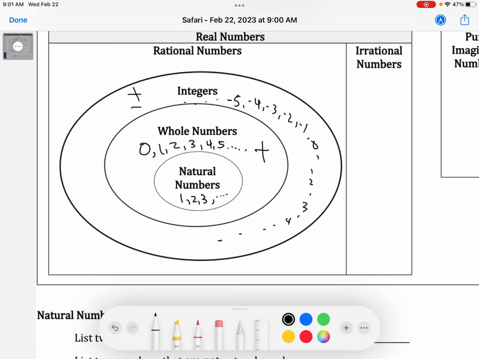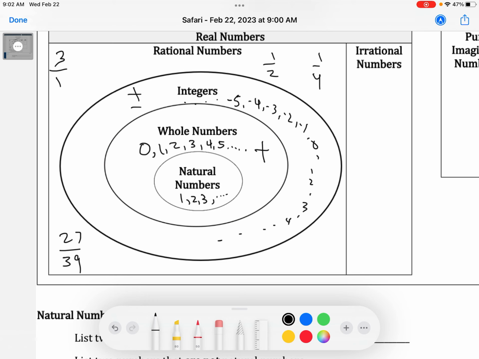Speaking of fractions and decimals, fractions and decimals are rational numbers. Let's talk about rational numbers. Rational numbers are things that can be written as a ratio of two numbers, as a fraction. So, for example, 3/1 is a rational number because you can write it as a ratio, a comparison of two numbers. 1/2, 1/4, 27/39. These are all rational numbers.